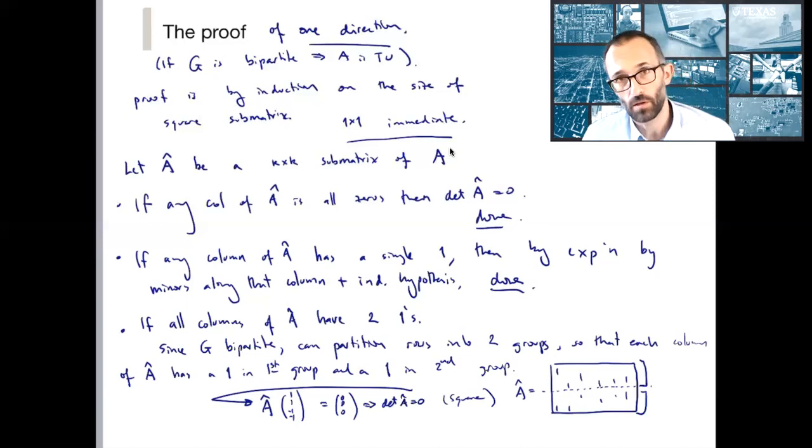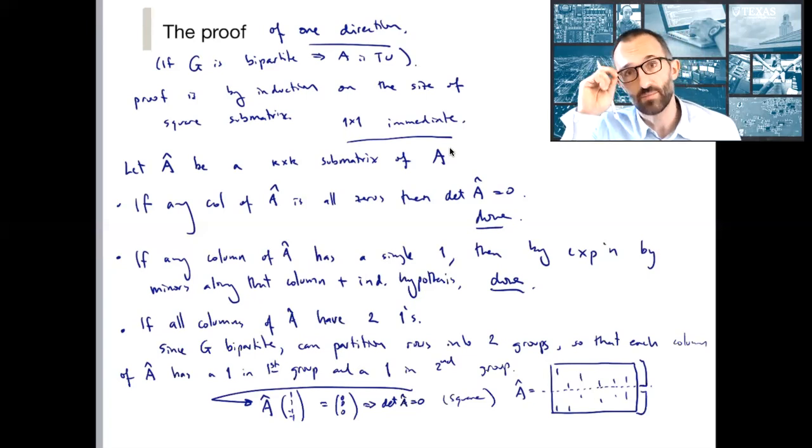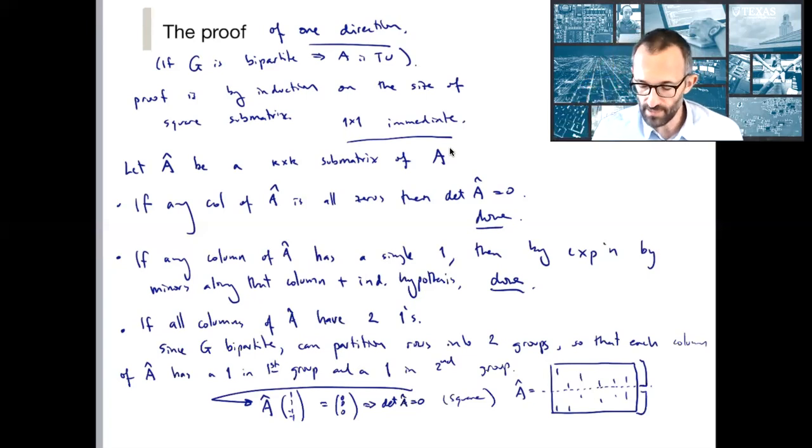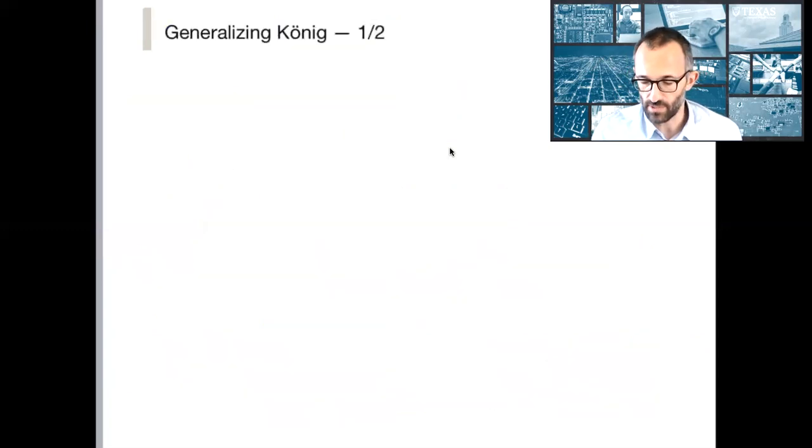A more involved exercise is the converse, to show that if A is the incidence matrix of a graph, and if A is totally unimodular, then the graph has to be bipartite. So that's very, very interesting, and I'll leave that as an exercise, but it is somewhat involved, or takes a few ideas.